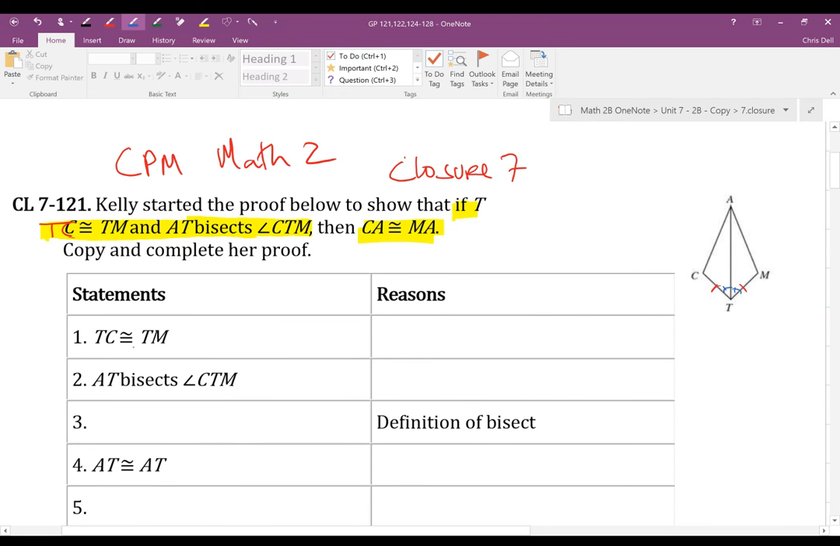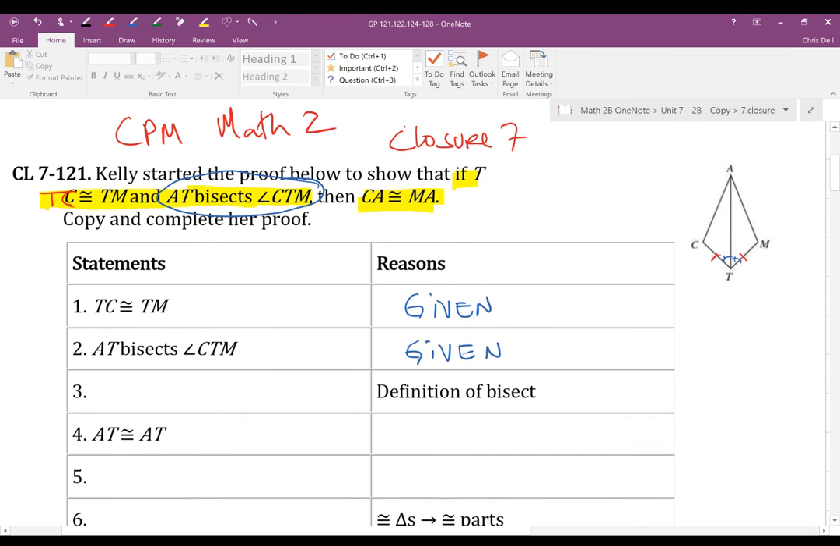TC is congruent to TM. Well, that right there is a given. And then the statement AT bisects angle CTM. Once again, right there it's written, that's also a given. Those are my reasons. So now we go to 3.